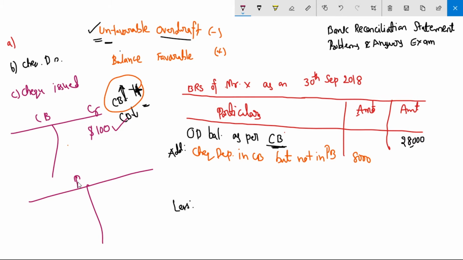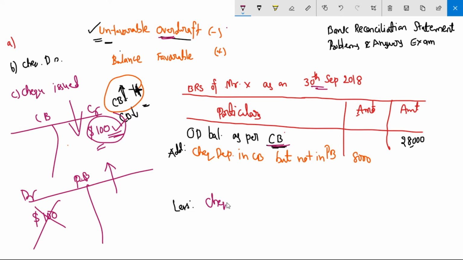But what happened? In PB it should be the debit side, right? Checks issued but not presented for payment in the bank. We issued a check to our creditor, but the creditor has not deposited it in the bank. He may deposit later, but at this particular date he has not yet deposited. So the amount is not reflected in our PB, whereas that amount is already deducted from our cash book because of the credit side. That amount is not paid by the banker, so our bank balance is showing higher. So automatically the cash balance is reduced. When the cash is reducing, it is deducted.